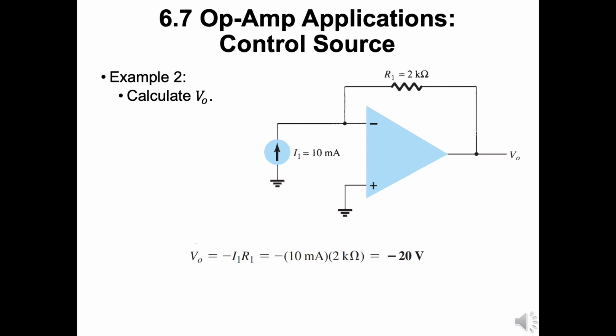Next is the second example. Calculate the output voltage. As a current-controlled voltage source, VO is minus I1 and RL. Here, we will have minus 20 volts.